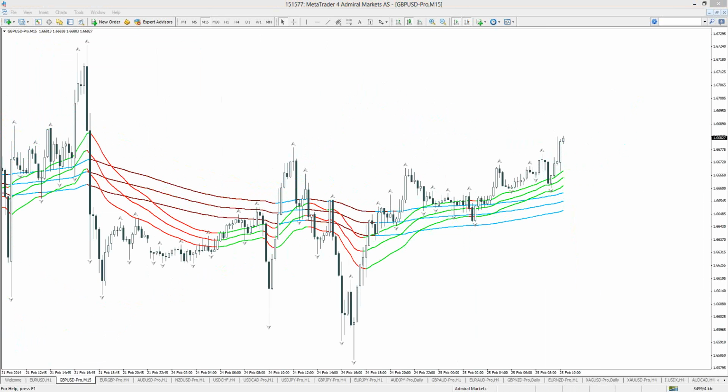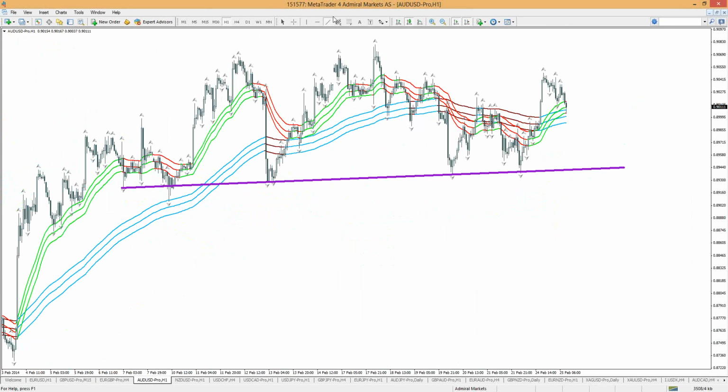So that's the pound. Let's take a look at the Aussie. Aussie's been stuck. We can use two good trend lines for that. This one that indicates the support level, and we can use this one now, I guess, or we could have used this one as well, something like that, to indicate resistance.